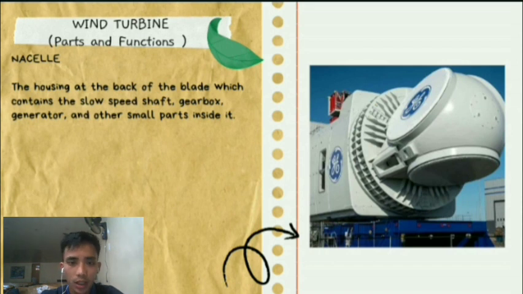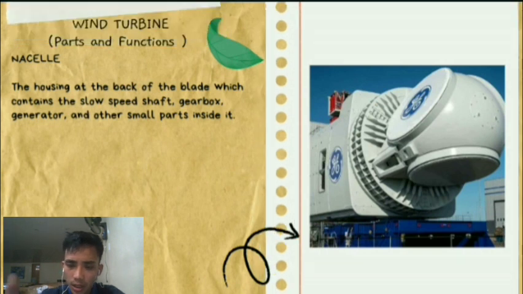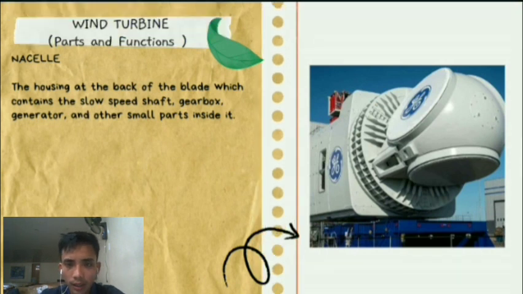Number 1 po natin, generator. Ano po ba ang generator? Sabi po dito, generator converts the mechanical energy generated by the spinning rotor into electrical energy. Most modern wind turbines use synchronous generators or asynchronous generators. So, yan po yung number 1 part po.